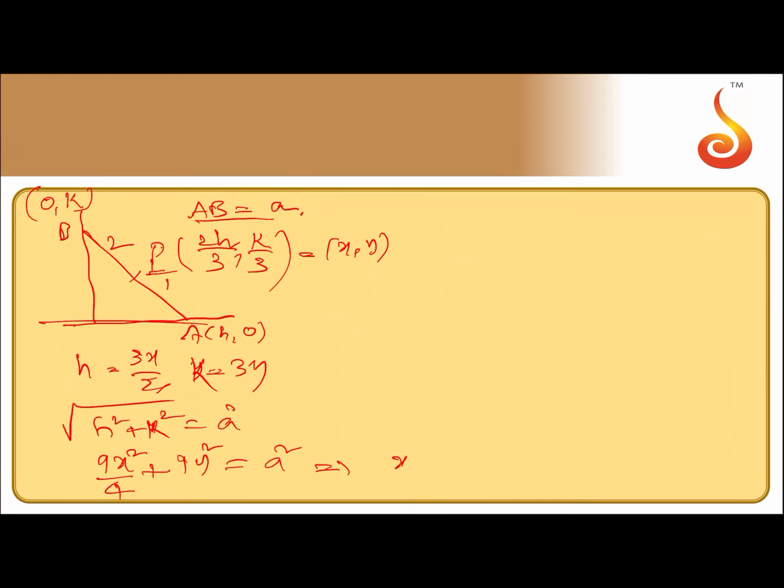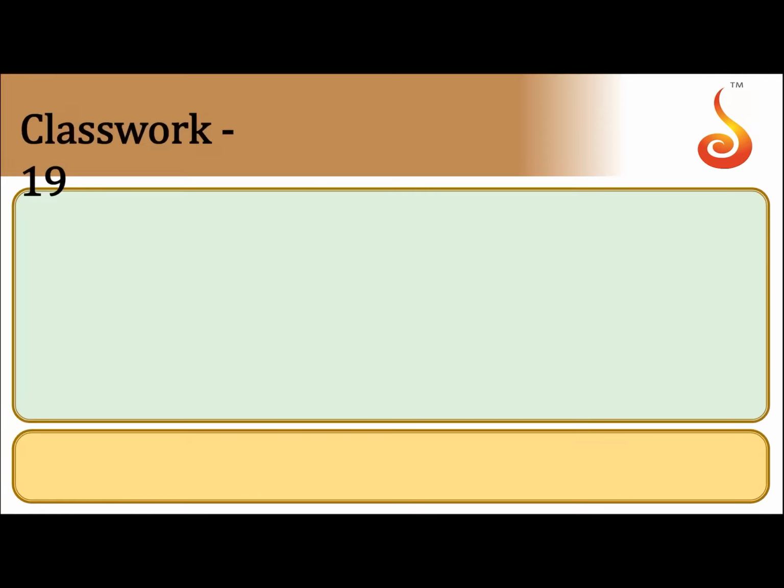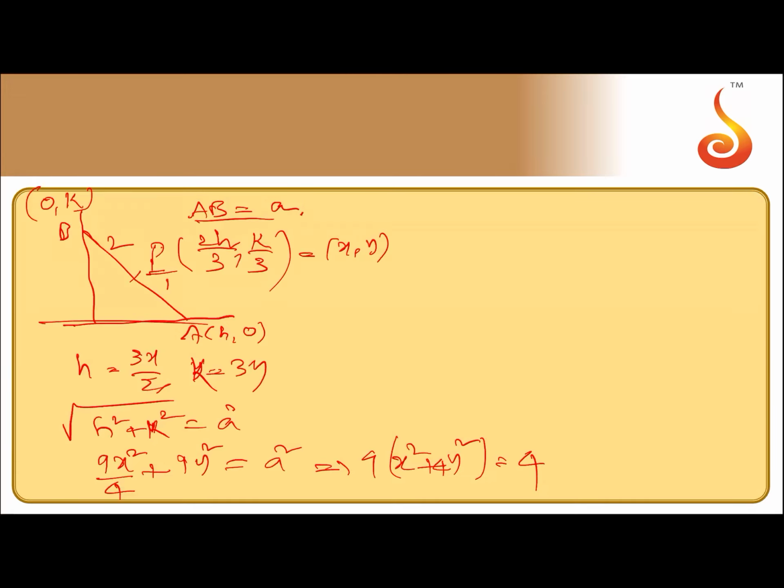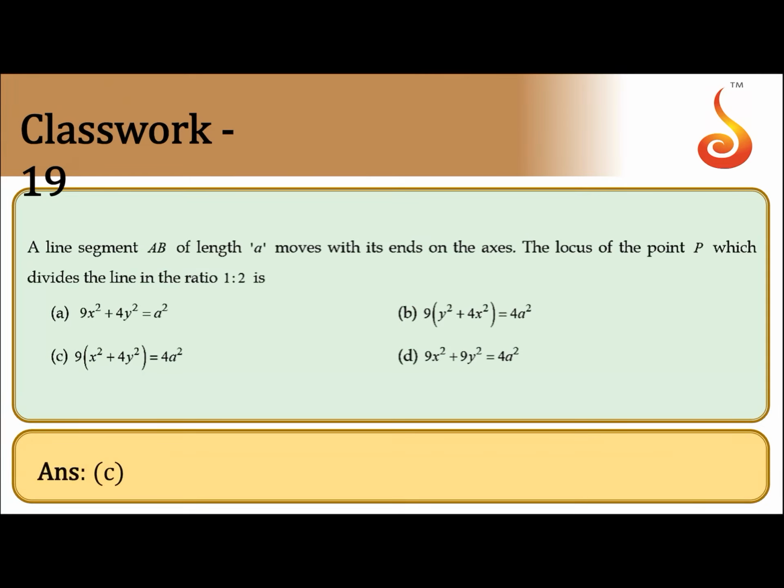Therefore, from here I'll be getting 9 times (x square plus 4y square) divided by 4 is equal to a square. So 9 times (x square plus 4y square) is equal to 4a square, because a square is there. So the answer is C: 9 times (x square plus 4y square) is equal to 4a square.